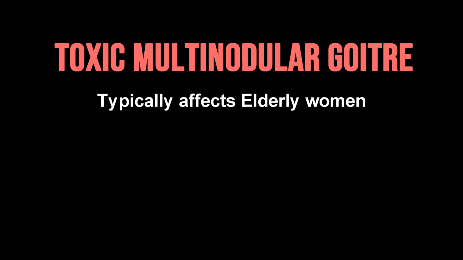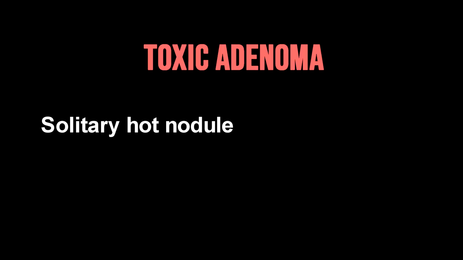Another cause is toxic multinodular goiter. This can be found more commonly in elderly women and is essentially where you get additional amount of T4, T3. Another cause is a toxic adenoma. This is essentially a solitary hot nodule present on the thyroid gland, which is continuously producing T3 and T4.